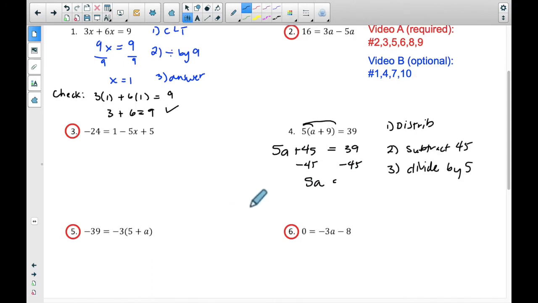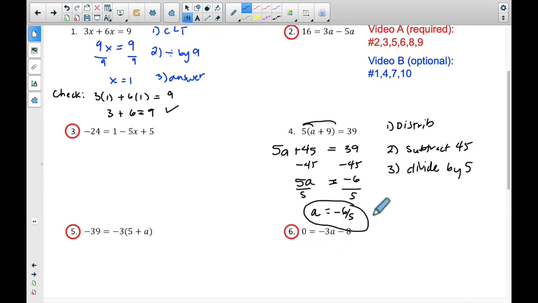And this is where, if you needed to use your calculator, that is totally fine. Your computer has a calculator, your phone has a calculator, any basic calculator will do. And when we subtract 39 minus 45, we get a negative 6. Third step is going to be divide by 5. Again, we want to get that a all by itself. And so we divide by 5. I should not have put that equals.